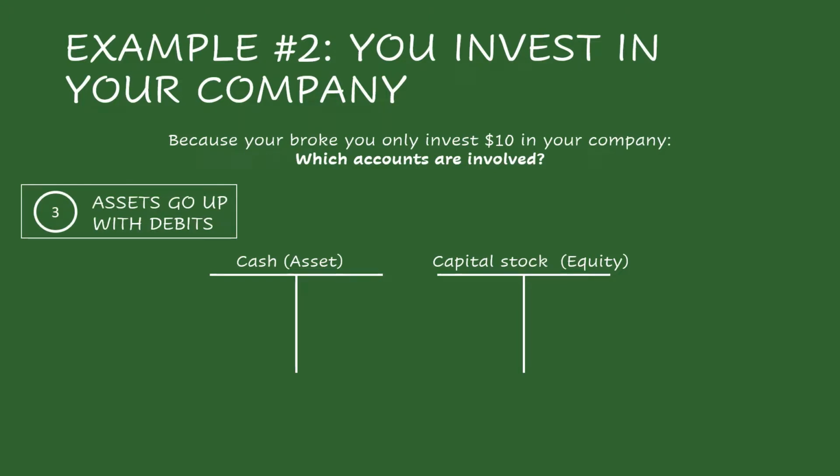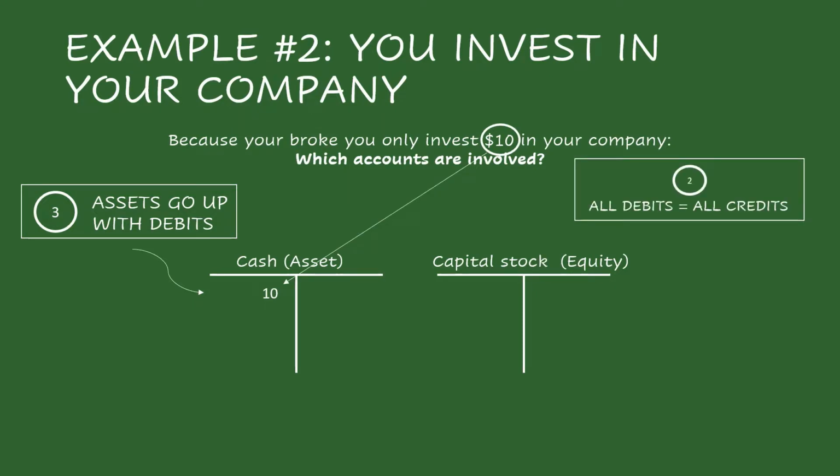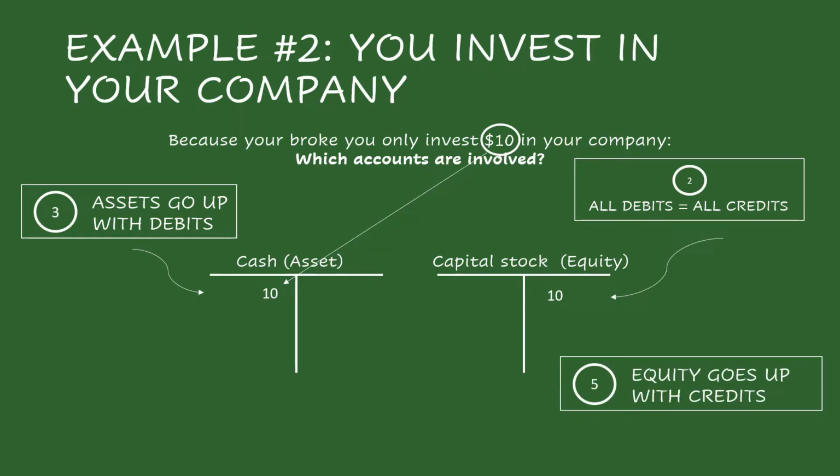We remember rule number 3, that assets go up with debits. So our $10 is going to be put on the debit side of the cash because our cash went up. But we remember rule number 2, that all debits must equal all credits. And right now, all our debits equal 10 and all our credits equal 0. So we have to put our 10 on the credit side of the capital stock account. So from here, we can kind of figure out rule number 5, that equity goes up with credits.